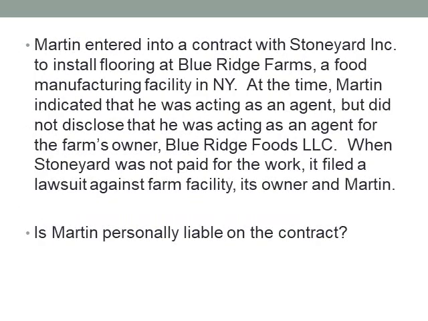So we have Martin. Martin entered into a contract with Stoneyard Incorporated to install flooring at Blue Ridge Farms, a food manufacturing facility in New York. At the time, Martin indicated that he was acting as an agent, but did not disclose that he was acting as an agent for the farm facility's owner, Blue Ridge Foods, LLC. When Stoneyard was not paid for the work, it filed a lawsuit in New York State Court against the farm facility, its owner, and Martin. And the question is, Martin, who's the agent, is he personally liable on the contract?